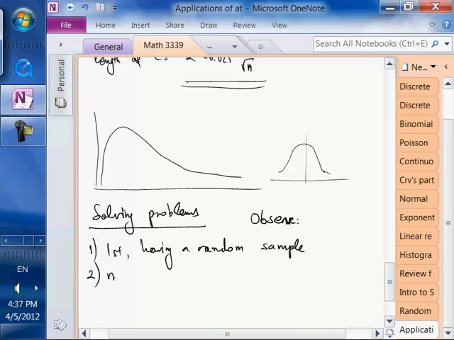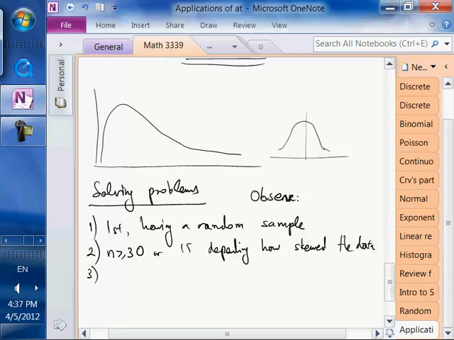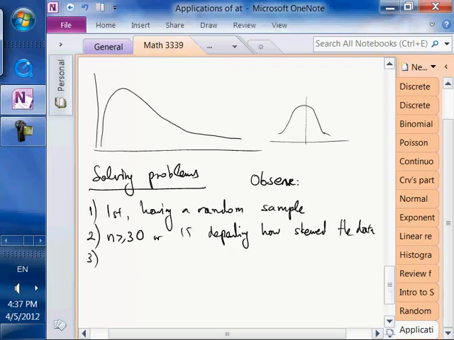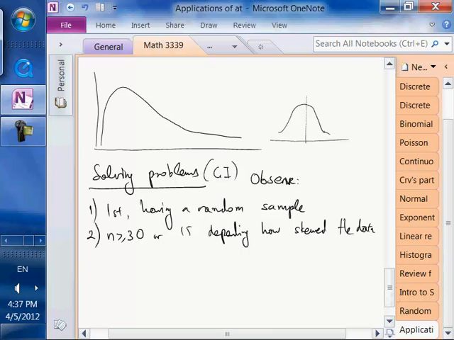Second thing is n is greater than or equal to 30, or 15, or any number between 30 and 15 depending on how skewed the data are. I will show you a simple trick to understand whether the data are skewed or not. Third, and that's it, I guess. So this is what you consider when you solve confidence interval problems. All right?